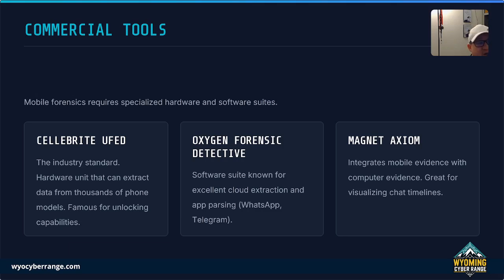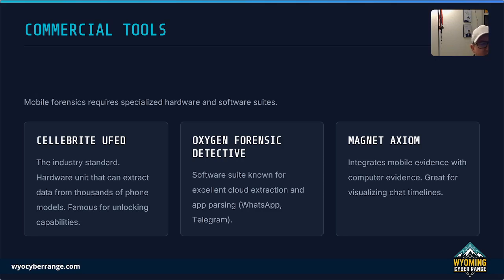The other way is using Oxygen Forensic Detective. It's a powerful software suite. It's good for cloud extraction, parsing third-party apps like WhatsApp or Telegram. And then lastly, we have Magnet Axiom, which is excellent because it integrates mobile evidence seamlessly with the computer evidence. Magnet Axiom allows you to build visual chat timelines and stuff like that from different tools like Signal or any of the chat applications out there.